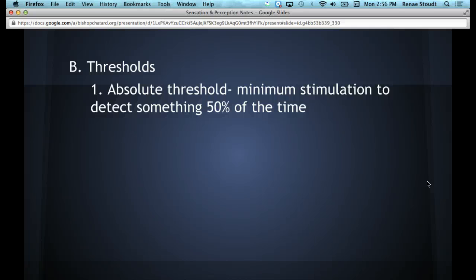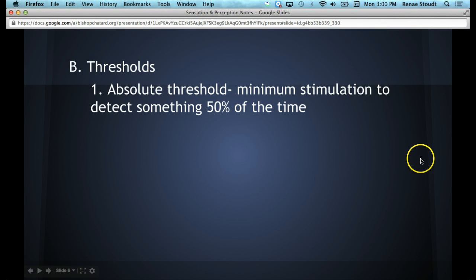So half the time you can pick it up, sometimes you can't. And this is going to be a stimulation that could be visual, could be auditory, it could be taste, it could be smell, it could be touch. Any of the senses. So some sort of sense that you can only pick up about half the time.